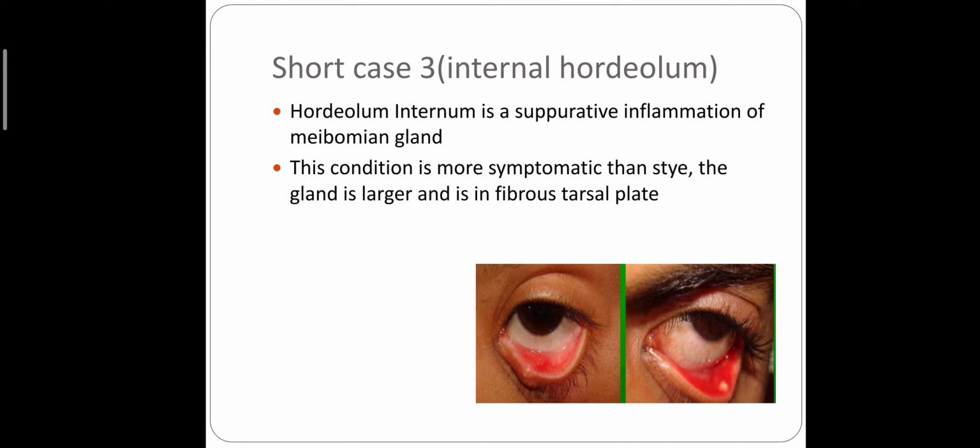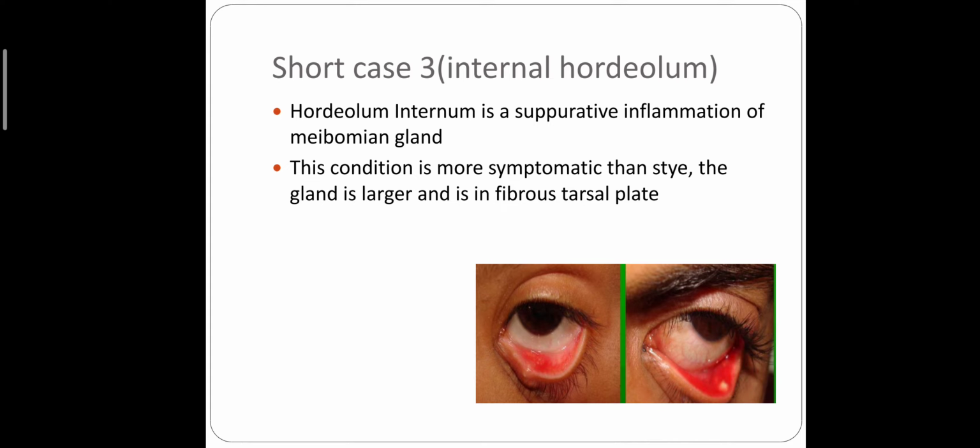Coming to the third type, hordeolum internum, or internal hordeolum. What are the prime differentiating features between externum and internum? Externum is so called because the pus pointing is towards the lid margin, an external pus point, mainly because of involvement of the glands of Zeis. Whereas hordeolum internum is also a suppurative infection, of the meibomian glands. That's why anatomy is important: where the Zeis glands are located, and where the meibomian glands are located.